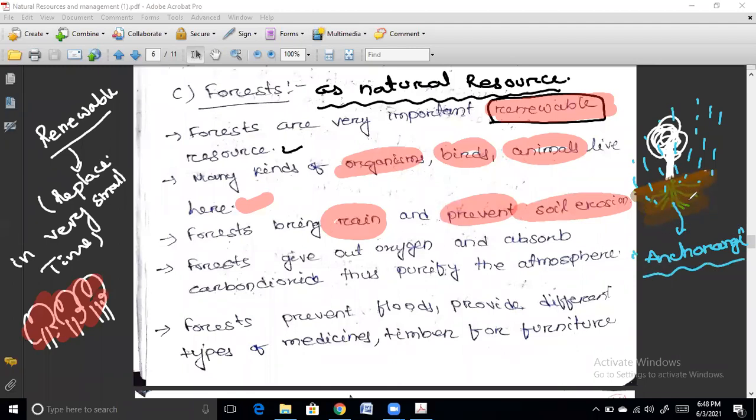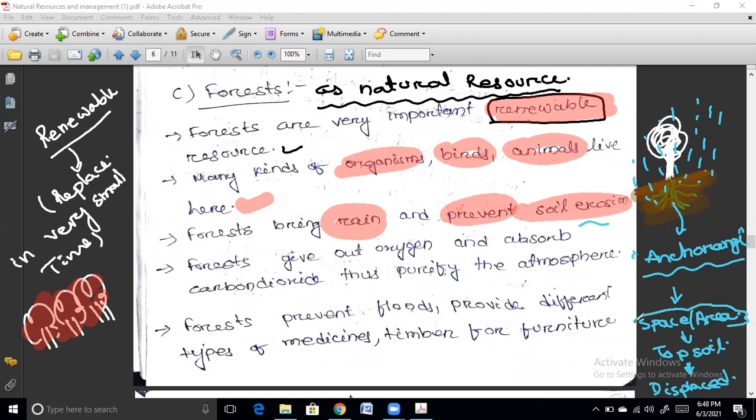It anchors the soil so that if more rain occurs or if more wind occurs, it will not be able to displace from the area. If we look at the proper definition of soil erosion, soil erosion means that from a particular space or area, the top soil, the soil present on top, if it is displaced, then that is called soil erosion.